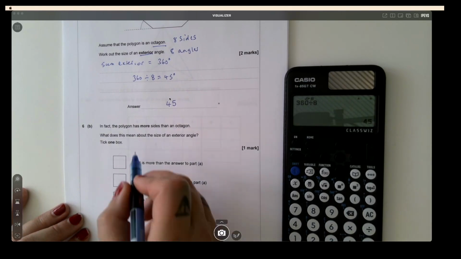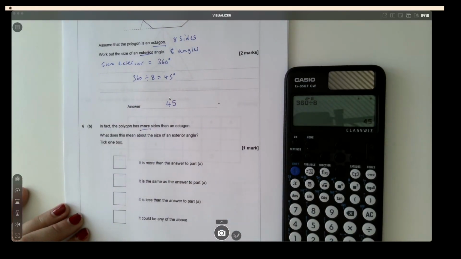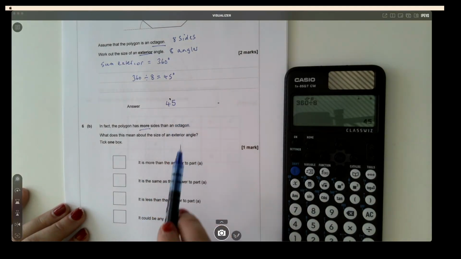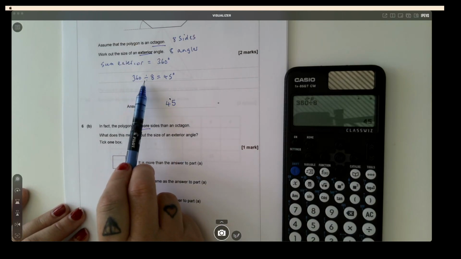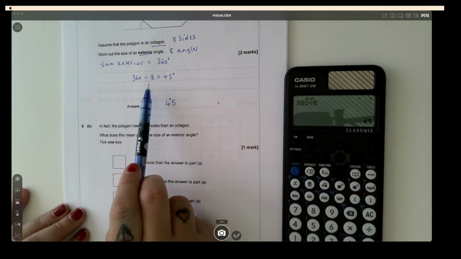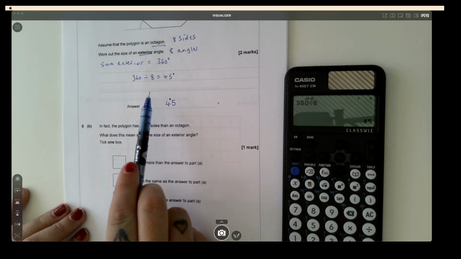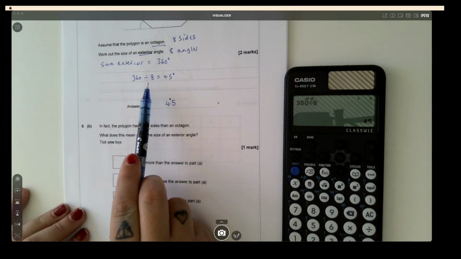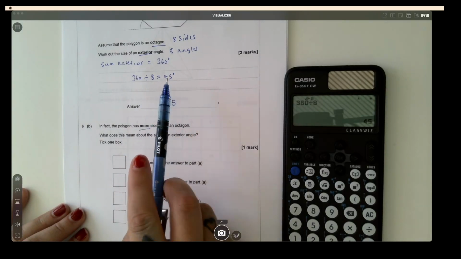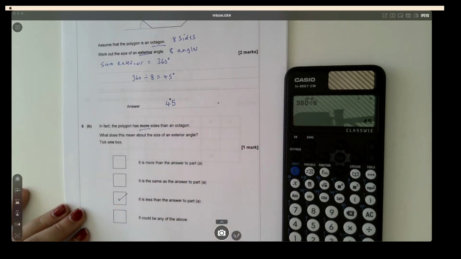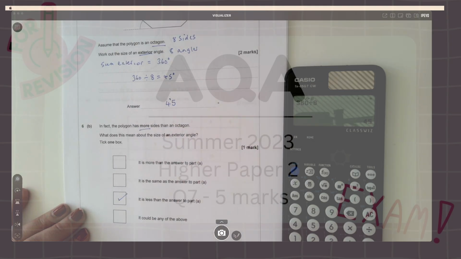6b. In fact, the polygon has more sides than an octagon. What does this mean about the size of an exterior angle? And we've got to tick one of these boxes. So it's either going to be more than that answer, the same as this answer, less than, or it could be any of the above. So let's think about this. To find the exterior angle, we divide it by the number of sides. So here we divided by 8 to get 45. If the polygon has more sides than an octagon, then we're going to be dividing by a bigger number. If we divide by a bigger number, we're going to get a smaller answer. So we're going to tick that box there because it would be less than the answer to part A.